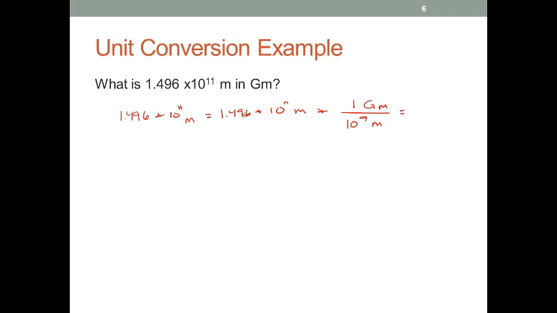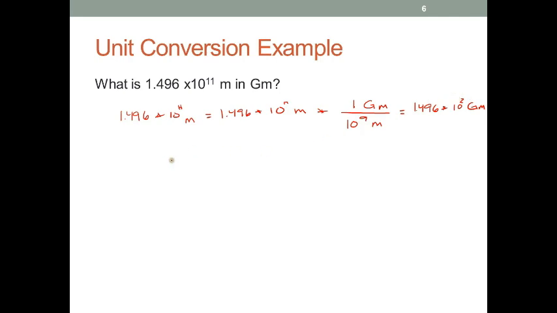Okay. Now, you might be thinking, oh, scientific notation. I have two numbers. All I have to do is subtract exponents, and you know the answer, which would be 1.496 times 10 to the 2nd gigameters. Okay, 11 minus 9 is 2. If you don't remember that, by all means, feel free to plug it into your calculator.